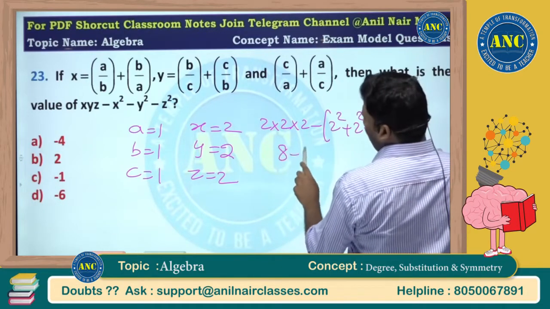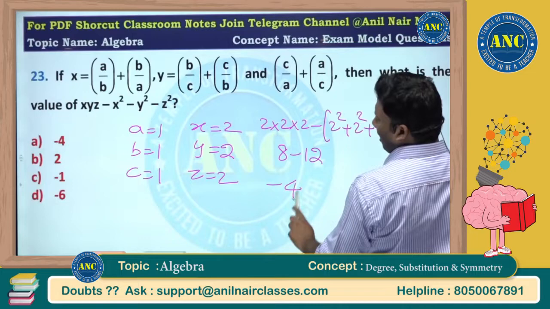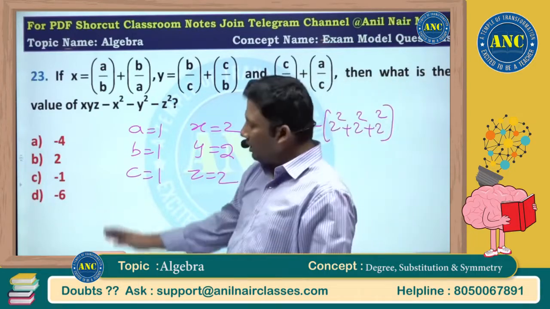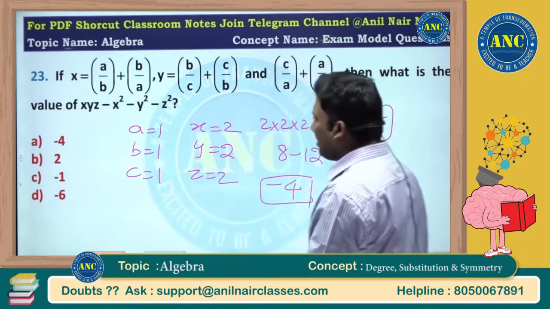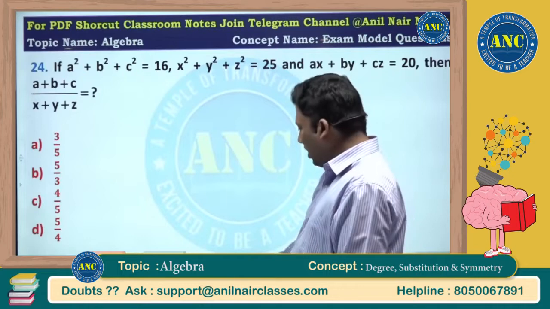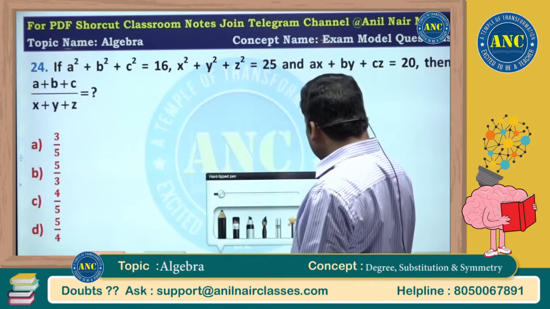This is 8 minus 12. Answer is minus 4. Question contains variables, answer contains numerical values. This is the concept to be followed. These are all very, very easy questions. Another question, similar CAT level questions.